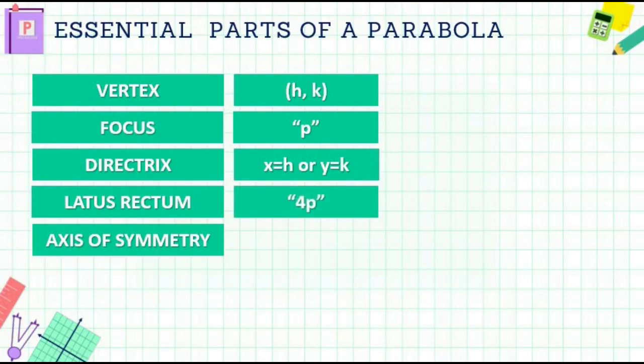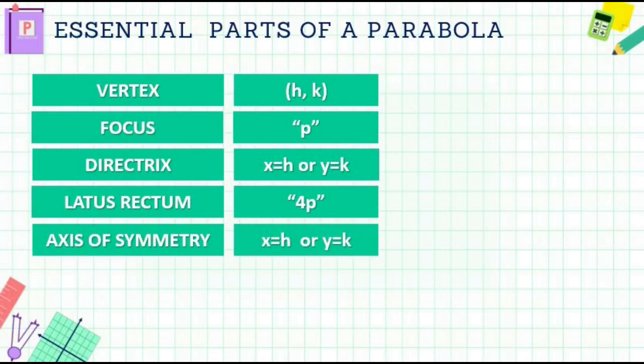For the latus rectum, its measurement is 4p, or simply 4 times the value of p. So later on, you will be having a numerical value for p, and then you simply multiply it by 4 to get the length of the latus rectum.